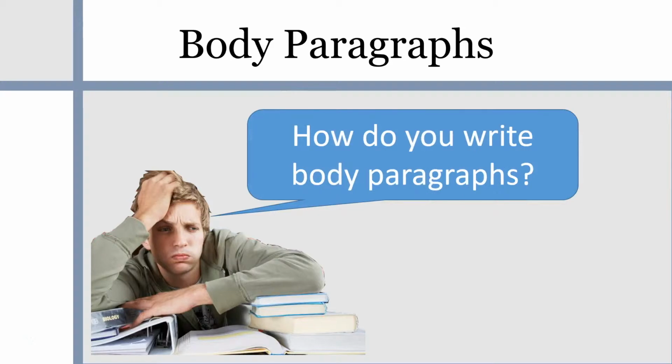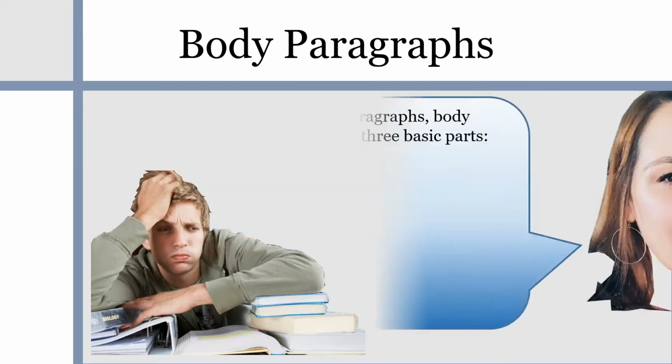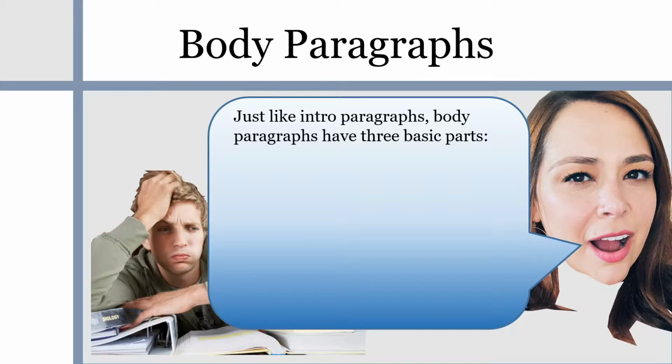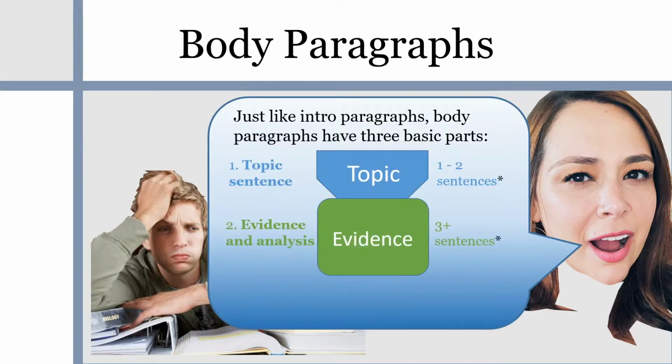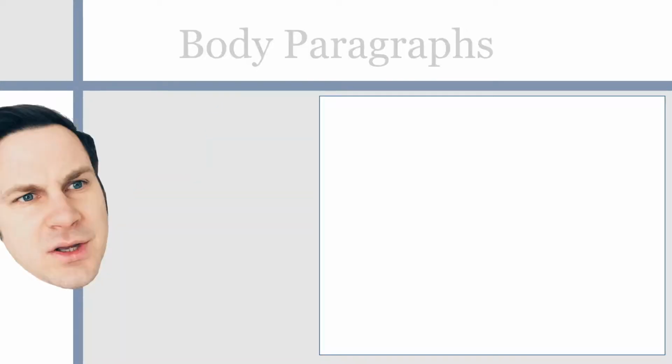How do you write body paragraphs? Just like introduction paragraphs, body paragraphs have three basic parts. First, you have a topic sentence, 1 to 2 sentences. Second, you have evidence and analysis, 3+ sentences. And third, connect to thesis, 1 to 2 sentences.